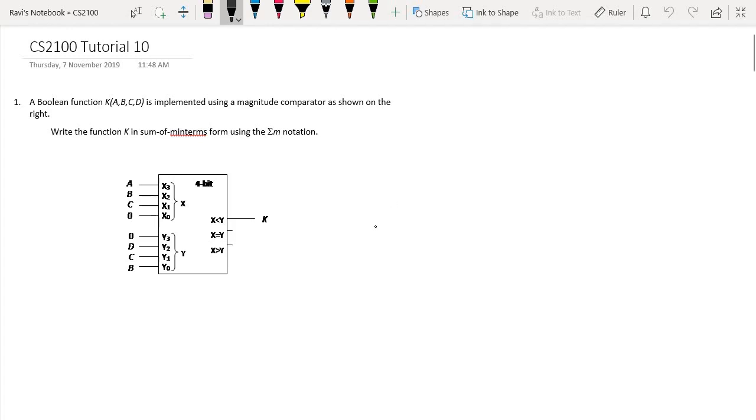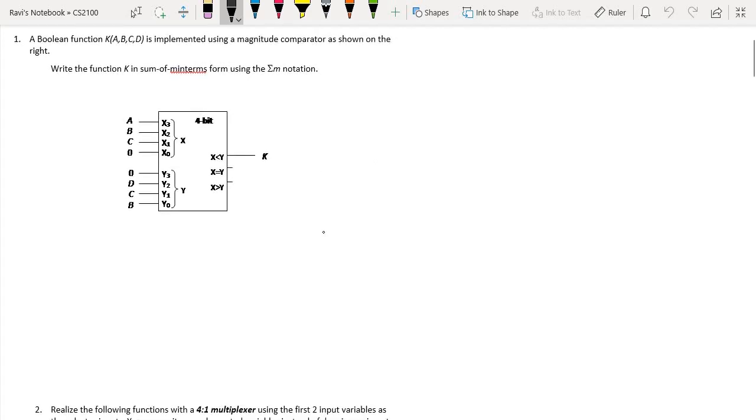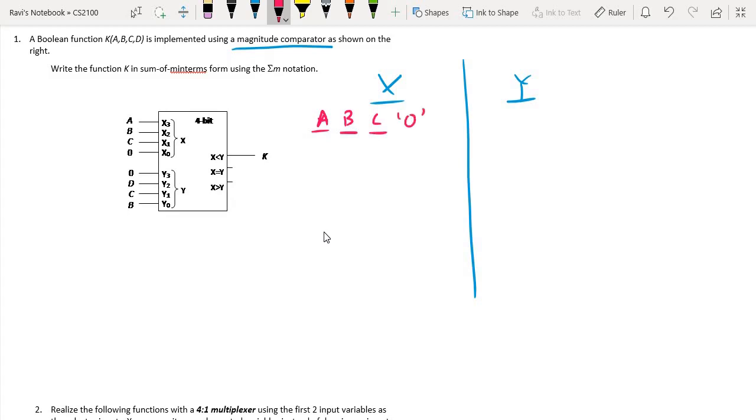In the first question here, we are told that the Boolean function K(A,B,C) is implemented using a magnitude comparator, and we are asked to write the function K in the sum of minterms, using the notation here. If you look at the way it's connected, there are two inputs, X and Y. X is represented by the 4-bit inputs A, B, C, and 0, whereas Y is 0, D, C, and B. So what we need to do is to analyze the situation whenever X is lesser than Y.